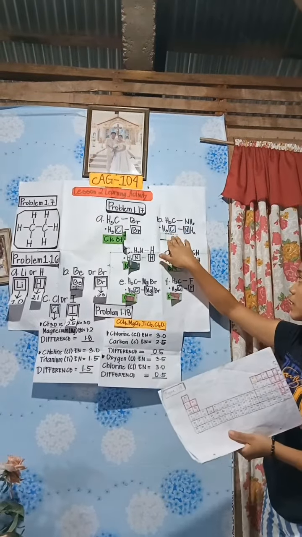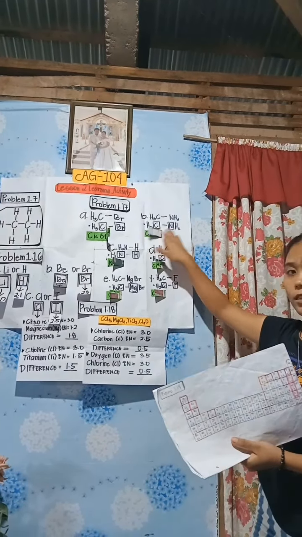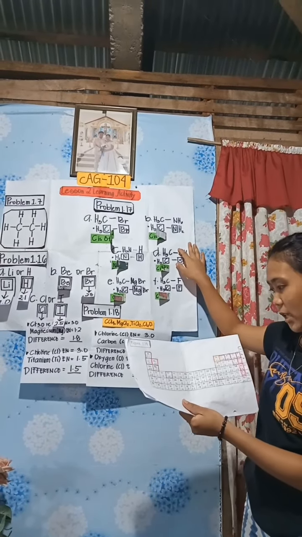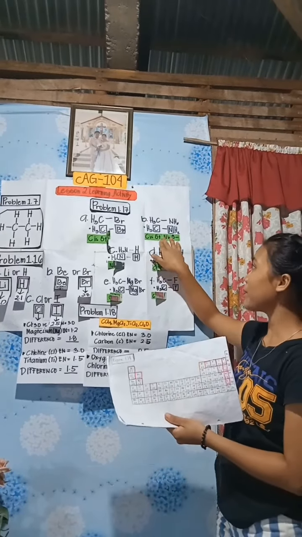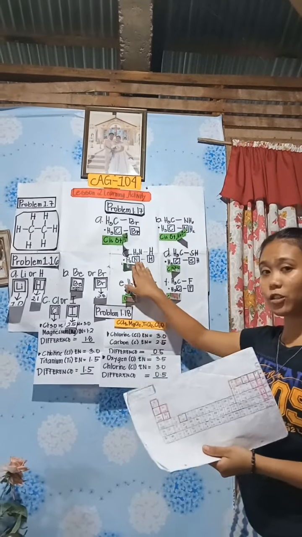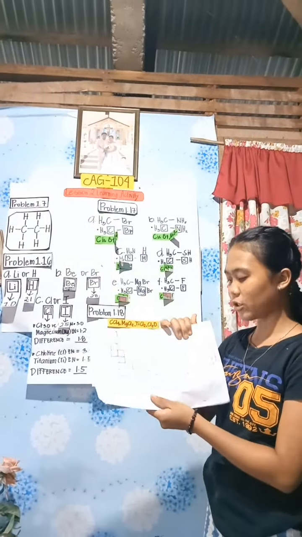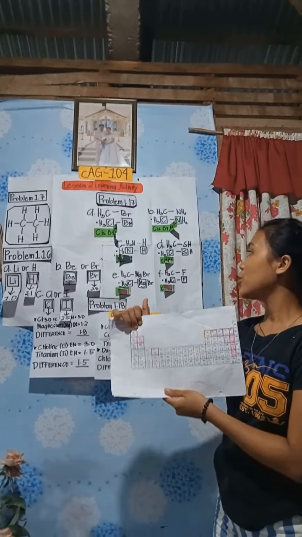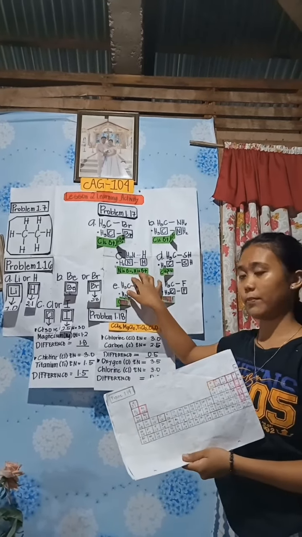Let's go to letter B. The elements that we're going to find its electronegativity value are carbon and nitrogen. Carbon has 2.5 electronegativity value while nitrogen is 3.0. So therefore, carbon is partial positive while nitrogen is partial negative. Letter C. The nitrogen and the hydrogen. As you can see here in the table, nitrogen has an electronegativity value of 3.0 while hydrogen has 2.1. So our answer is nitrogen is partial negative while hydrogen is partial positive.